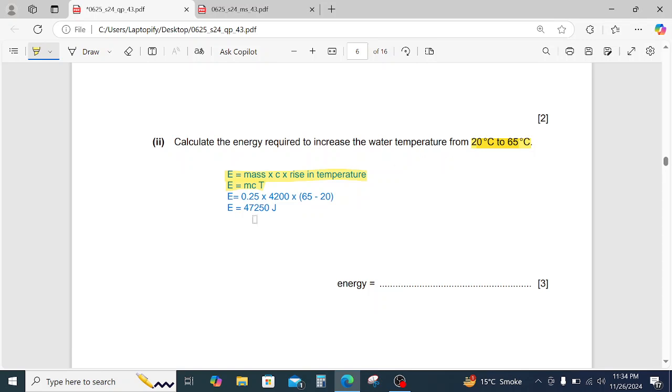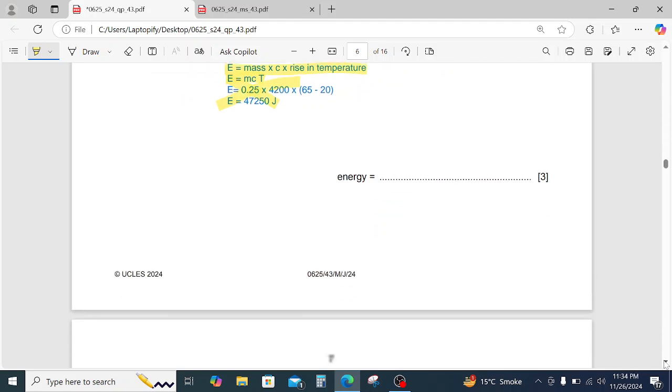The mass is given as 0.25, which we found in question number 1. 4200 is the specific heat capacity of the water, and for the rising temperature you have to subtract 20 from 65. Multiply all these terms and you will get 47,250 joules. Is it clear now? So you have to remember it. It was a very easy question.